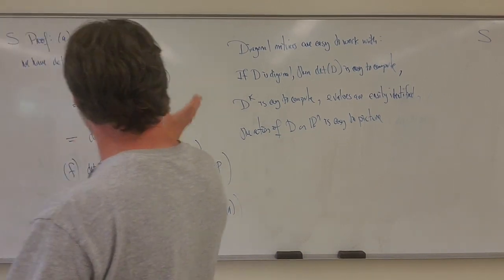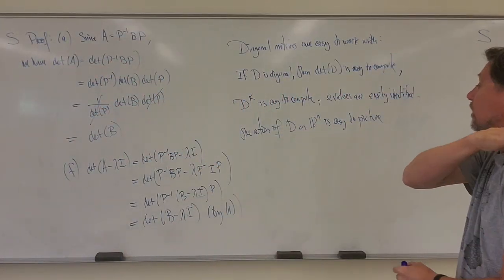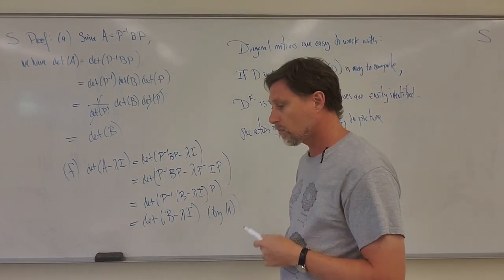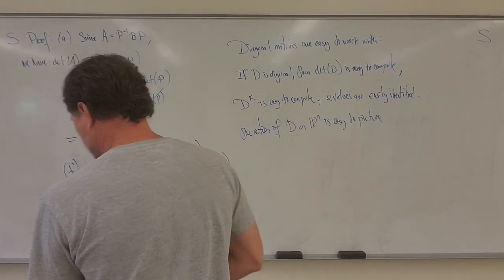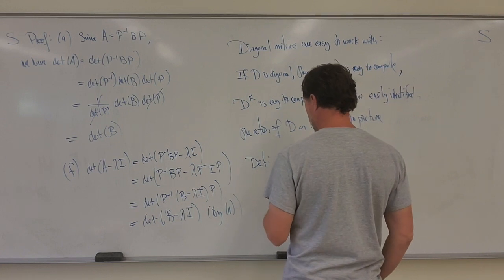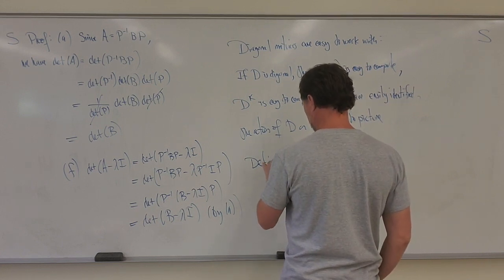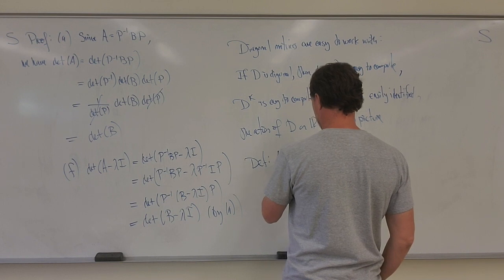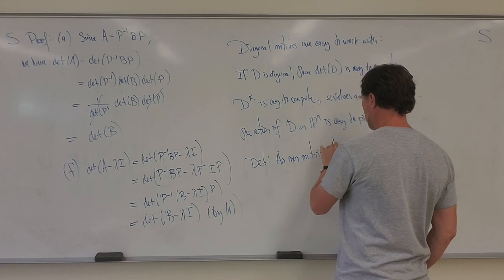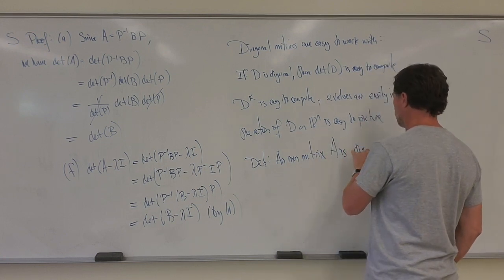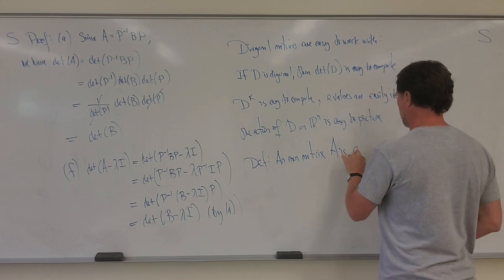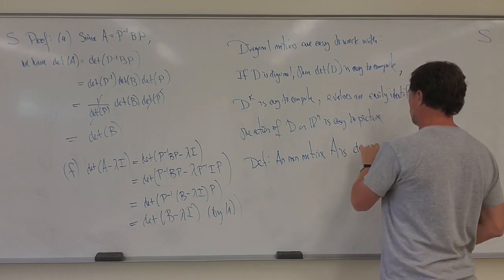And so we talked about this idea of similarity. What we're going to be interested in then are matrices that are similar to diagonal matrices. So I guess let's write this as a definition. A matrix A, an n by n square matrix, capital A, is diagonalizable.